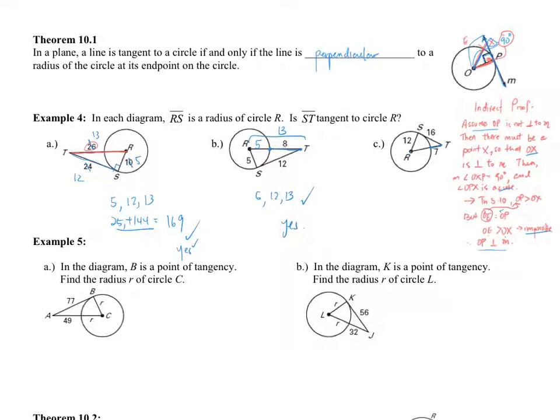And this one, 7 refers to the length from this point to T. And we have 12 here, the RT is 19. And if we check, 16 squared plus 12 squared equals 19 squared. This doesn't equal 19 squared, so no. This is not a right angle. So ST is not tangent.